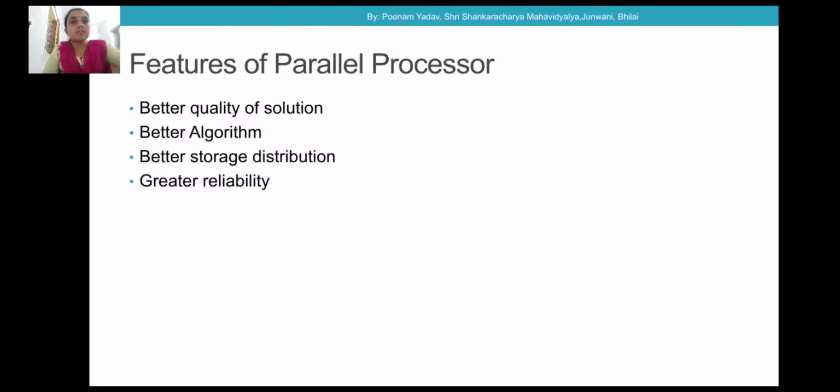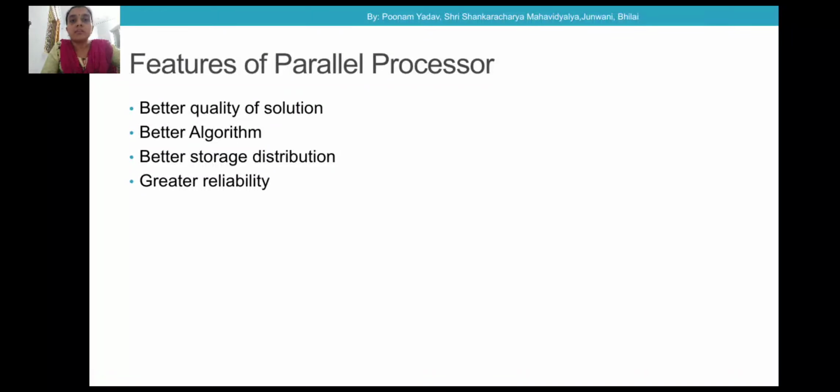Yes, because the problems are divided among different computers, and all these problems are solved by different nodes, it will give a better quality of solution, because the problem is divided into subparts. So we will get the solution very quickly and in better quality. Then better algorithm. Yes, because there are different types of computers, they are using different methods, so it will also give a better algorithm.